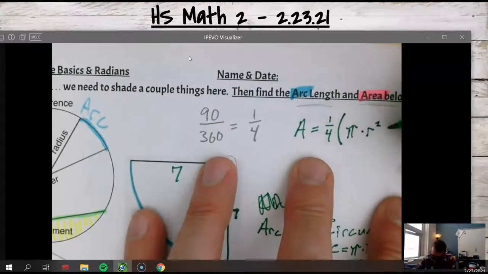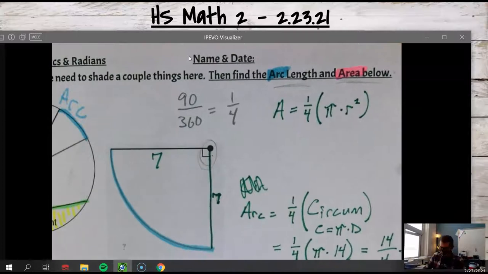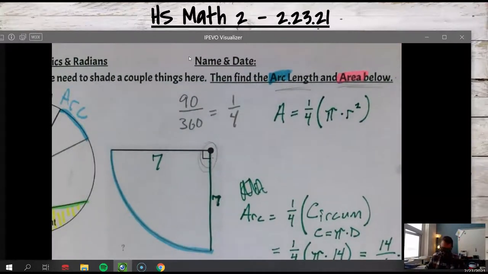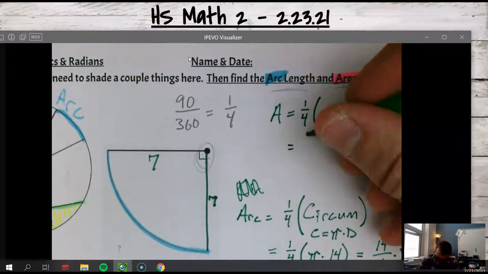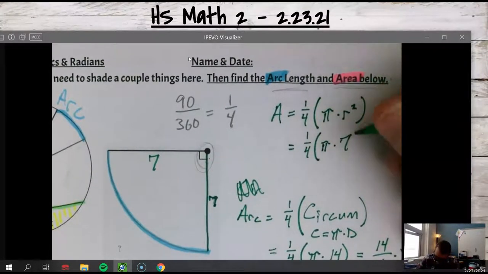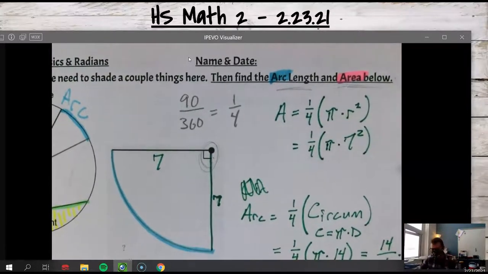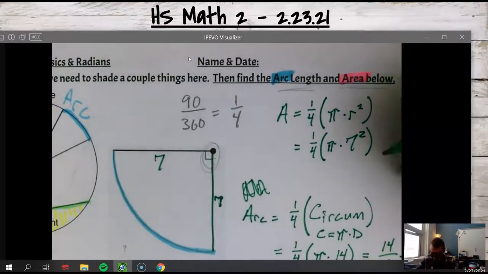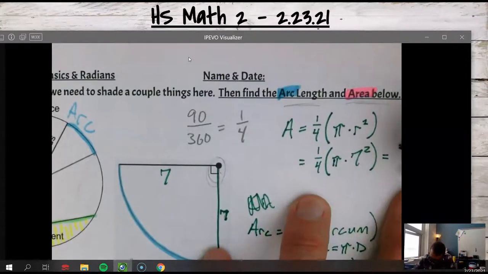So again, the question that was so rudely answered, area formula is pi times radius squared. Yes? Fantastic. Thank you very much. So our radius here is 7. 7 squared is 49. Oh, that's not very nice. But so 49 pi divided by 4, however you want to write it.